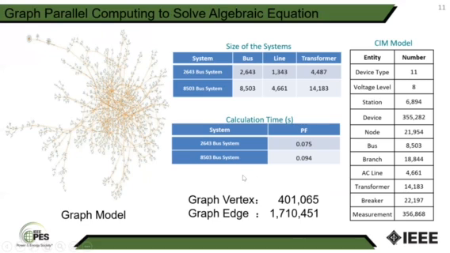For the 2600 bus system, it takes us 75 milliseconds to finish the power flow. For the 8500 bus system, it takes less than 100 milliseconds for the power flow solution.